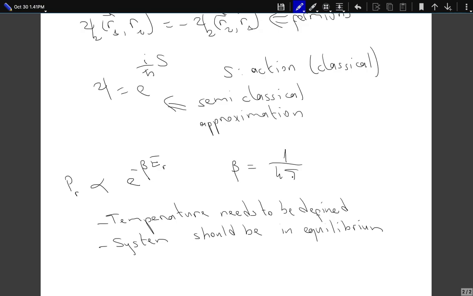I think we said that every microstate has the same probability or something like that. Did we say that? Every microstate, every microstate. What is this PR? What is this probability, by the way? The probability of having energy ER. Do you agree? Is it the probability of having energy ER? What does R stand for over there?